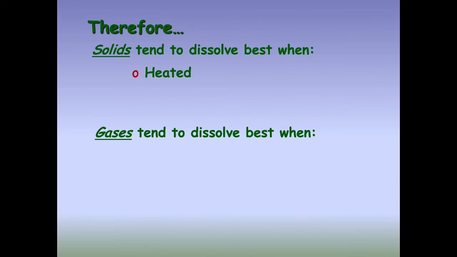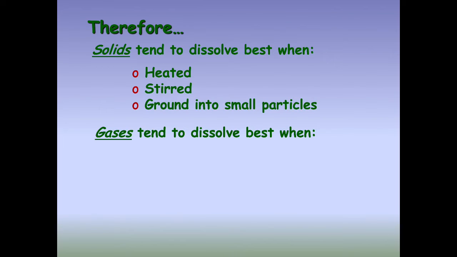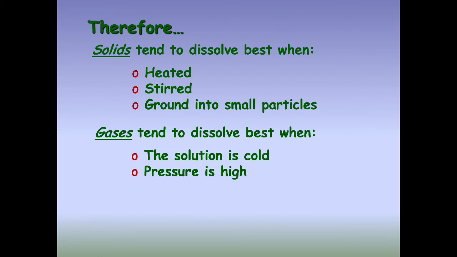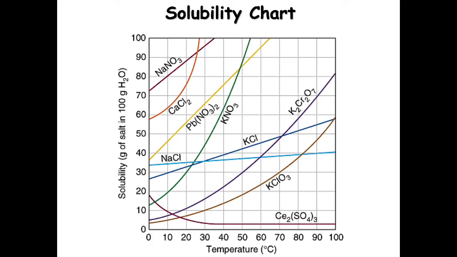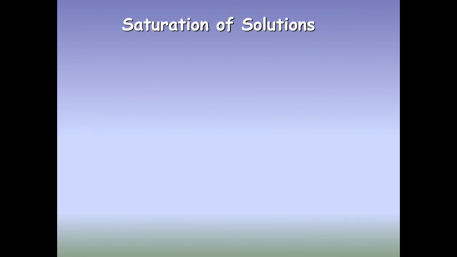Solids will tend to dissolve best when they're heated, when they're stirred, and when they're ground into small pieces or particles. So the smaller the sugar crystals, the better they will dissolve. Gases tend to dissolve in a solution that is cold and the pressure is high. This is a solubility chart. You'll see that almost everything increases as we increase temperature. This can tell you how many grams of our solute can be dissolved in 100 grams of water in this case.